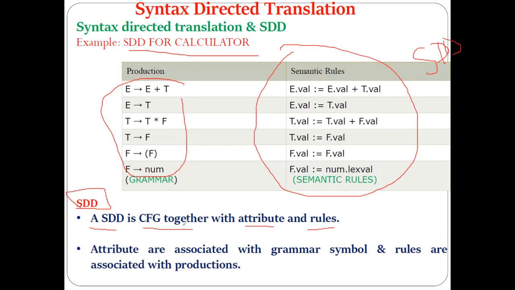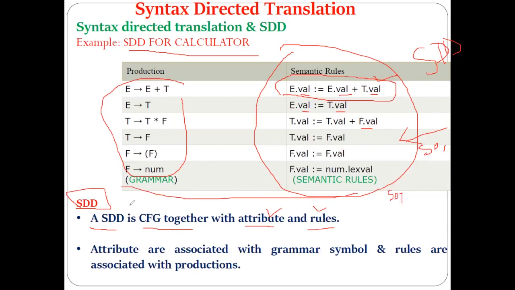An SDD is a context-free grammar together with attributes and rules. Here you can see the attributes are associated with each grammar symbol. These are attributes. And rules are associated with the production. This is the production, and the rule is A.val equal to A.val plus T.val, that is called a semantic rule. So this is nothing but the SDD, syntax directed definition. And this whole part is the SDT, syntax directed translation.